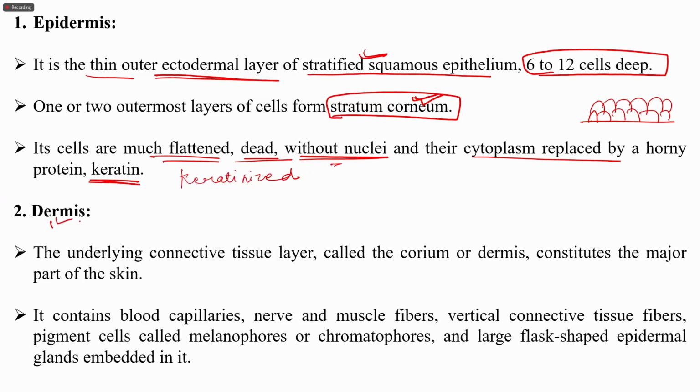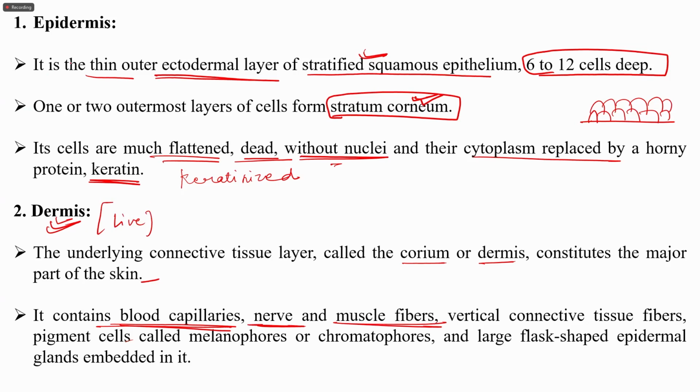The inner layer is the dermis. The underlying connective tissue layer called the corium or dermis constitutes a major part of the skin. It contains blood capillaries. Usually the blood supply originates from this region. So it contains blood capillaries, nerves and muscle fibers. So it is usually the live form.